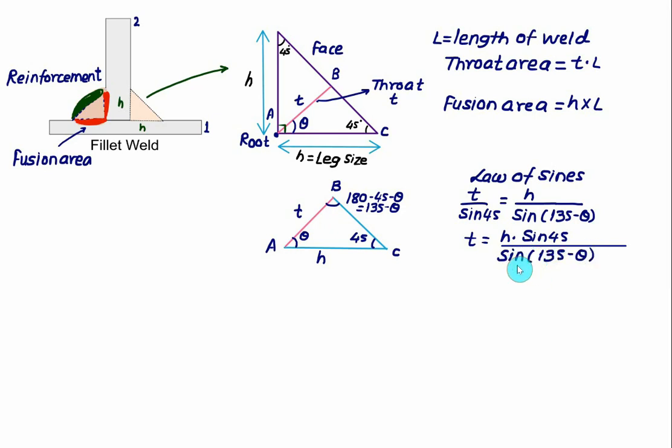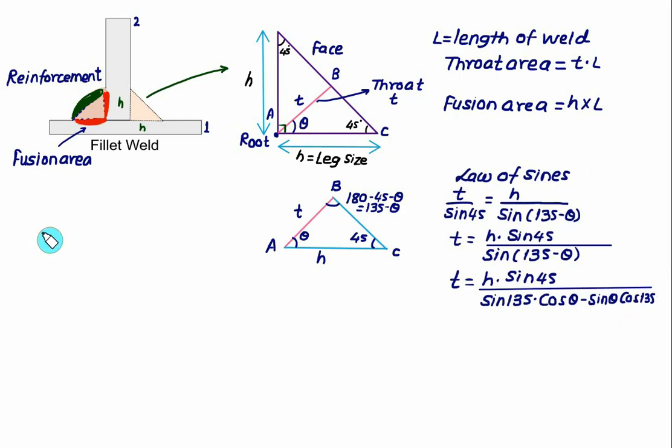So we'll expand the sine here and develop the relation for t. So we have t equal to h into sine of 45 divided by sine of 135 into cos of theta minus sine of theta into cos of 135. Now since we are familiar with the sine of 45, sine of 45 is the same as 1 by root 2, that is 0.707.